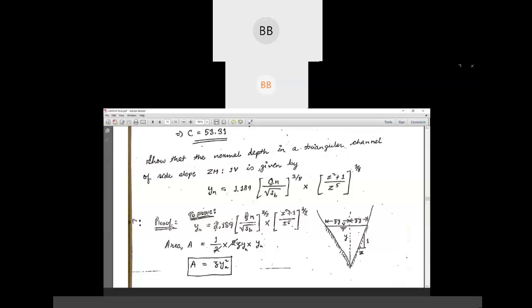So this is the equation we need to prove. That is yn is equal to 1.189 multiplied by, this is discharge, multiplied by Manning's coefficient, small n, divided by root over bed slope, to the power 3 by 8, again multiplied by z square plus 1 divided by z to the power 5, to the power 1 by 8.